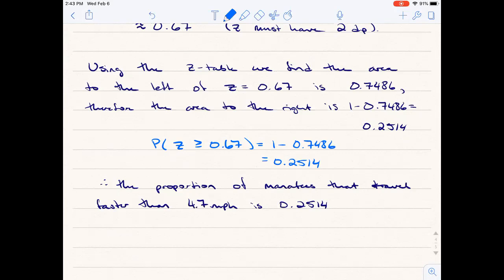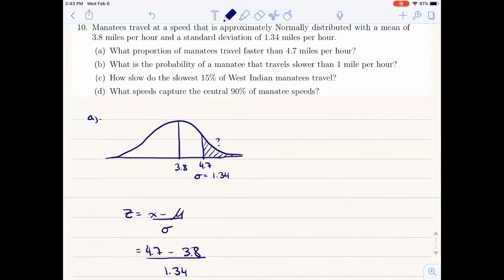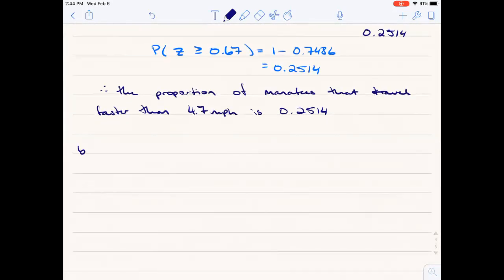Any questions about that one? Okay. How about part B then? What is the probability? Remember, probability is just the area under the curve. So what's the probability of a manatee that travels slower than 1 mile per hour? Same sort of question, right? Just kind of getting you into it here.